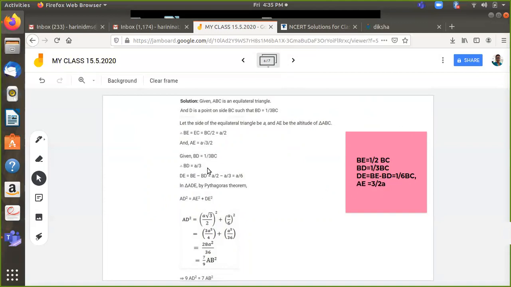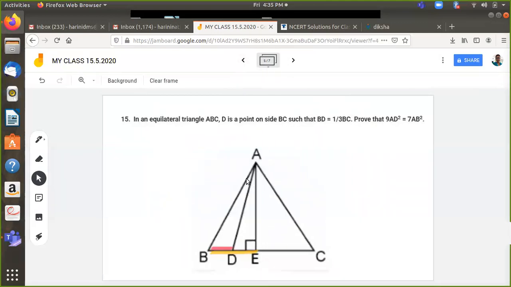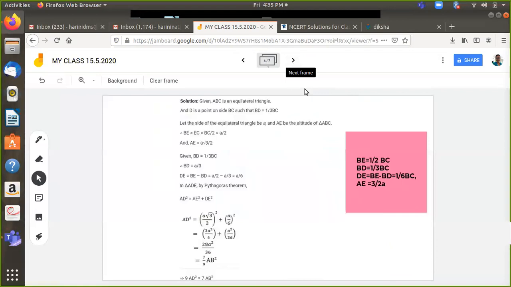Now what is your AE? We have done this in the previous exercise. If AE is the altitude of an equilateral triangle whose sides are all A units in length, then what is the length of the altitude? It is root 3 by 2 times A. This is a proof that we did in the last exercise. Instead of writing root 3, I wrote it as 3 by 2A because I'm not able to insert that root 3 here. See, they have shown you here. AE is nothing but root 3 by 2 times A, where A is the side of the equilateral triangle. That is your AB, BC or AC. Whatever you take, it will be taken as A.